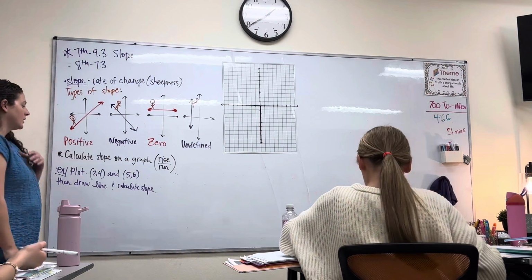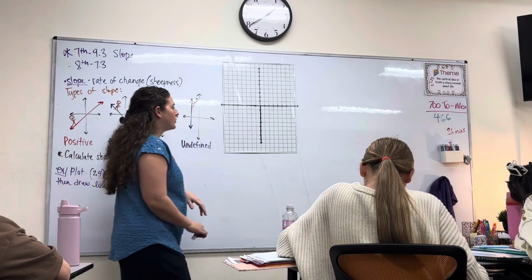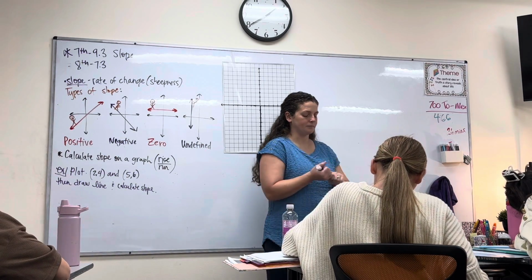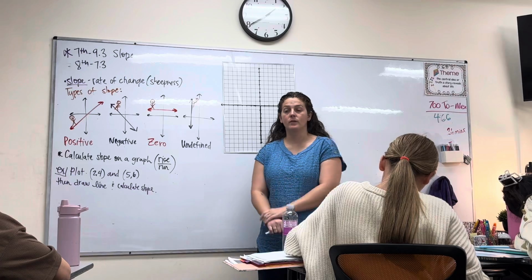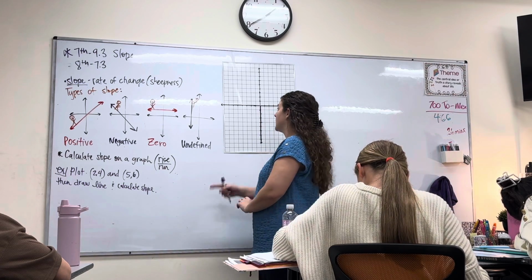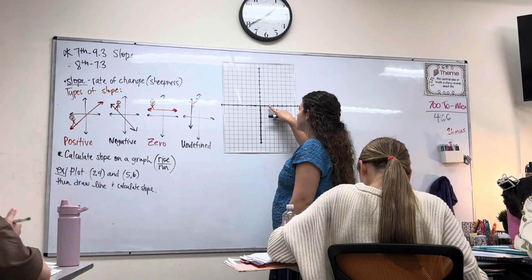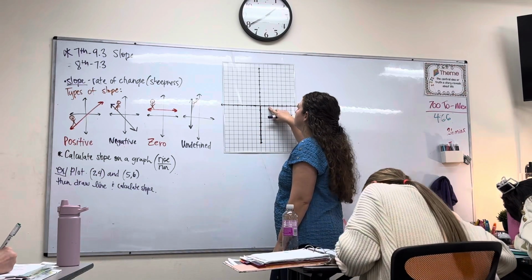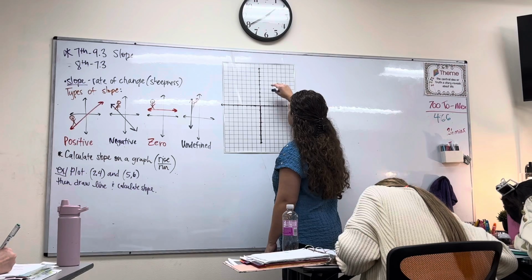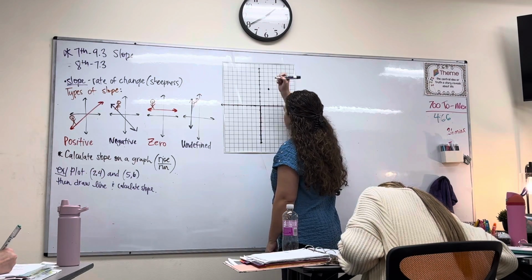All right, ready? So let's plot 2, 4. How do I plot 2, 4? Where do I start? From 0, at the origin. And that 2 tells me to go what direction? Right, 2. And that 4 tells me to go where? Up, up 4. 1, 2, 3, 4. So there's that point. Beautiful.